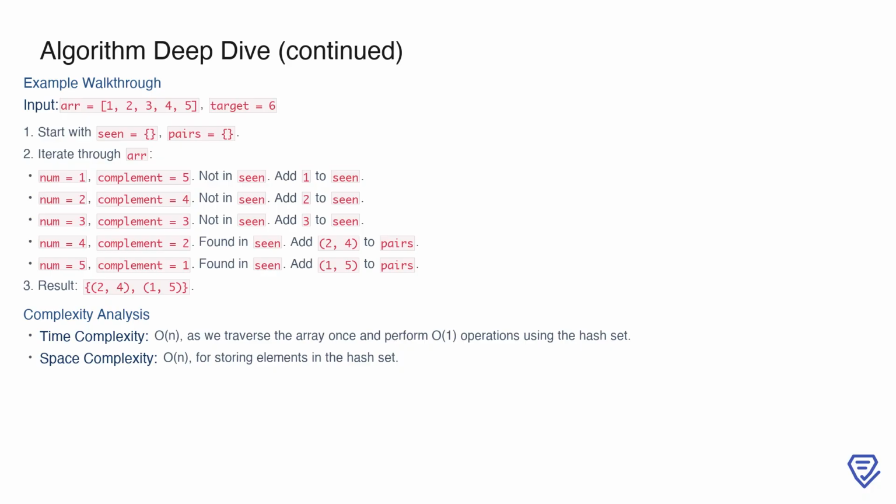Now, when we reach 4, its complement, 2, is already in the seen set. So, we add the pair (2, 4) to the pairs set. Finally, the number 5 has a complement of 1, which is also in the seen set, so we add the pair (1, 5). At the end, the unique pairs are (2, 4) and (1, 5). This process is efficient with a time complexity of O(n), as we only traverse the array once, and the space complexity is proportional to the size of the sets.